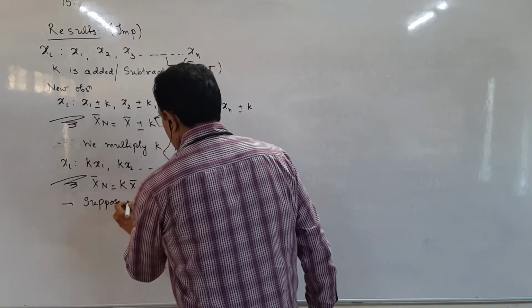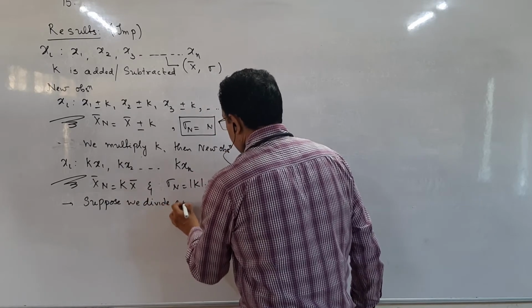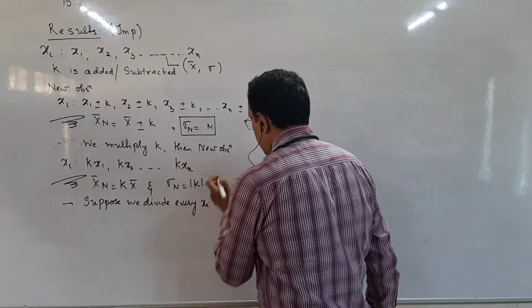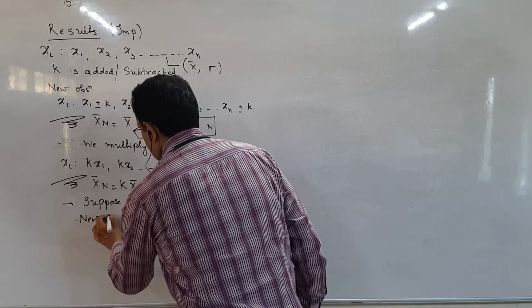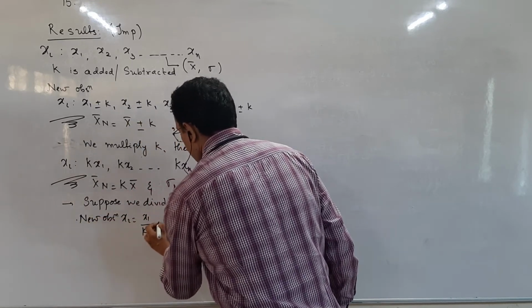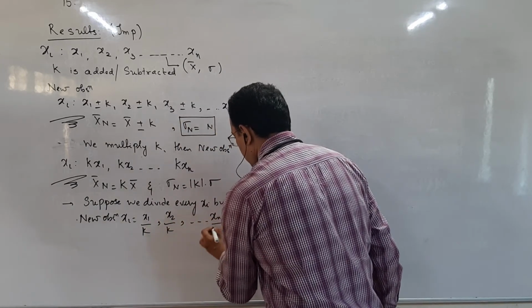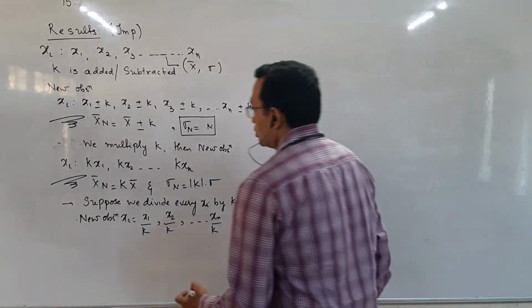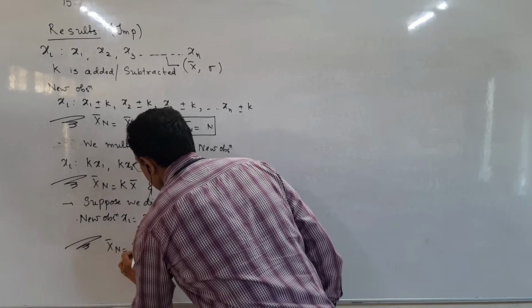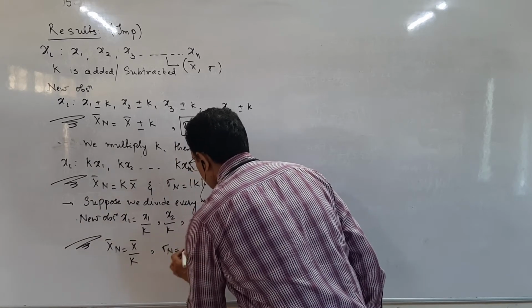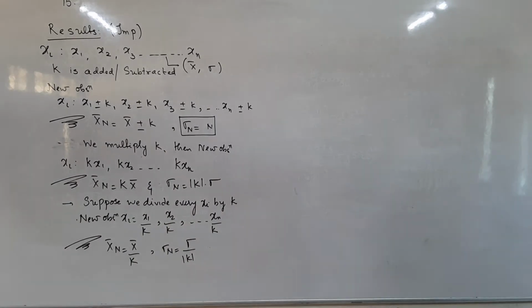Suppose we divide every xi by a non-zero constant k, then the new observations are x1 upon k, x2 upon k, x3 upon k, up to xn upon k. What will be the new mean? The answer is x bar upon k. Of course, k not equal to 0, and the new standard deviation will be the old divided by mod k. Again, we can divide either by a positive value or by a negative value. These results you have to accept without proof, and remember, students, these are some of the most important results for JEE Mains.